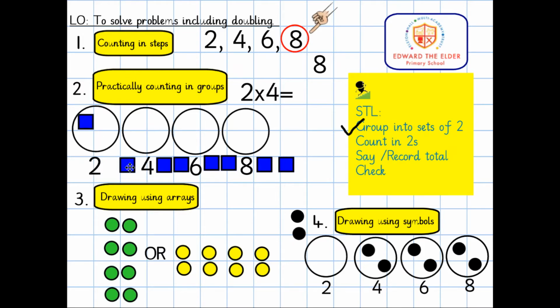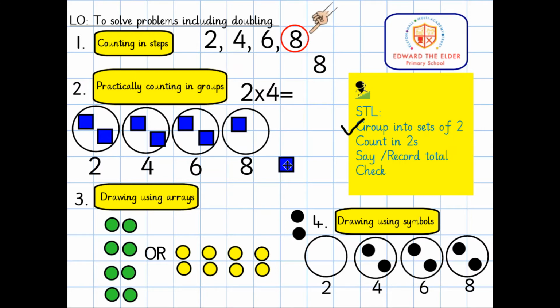1, 2, 3, 4, 5, 6, 7, 8. Pupils can group objects such as cubes or counters.